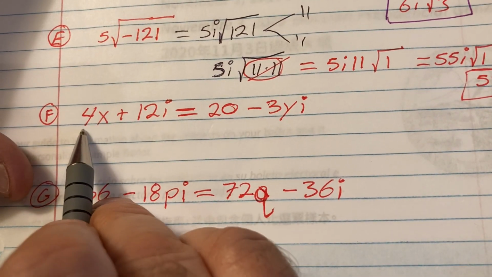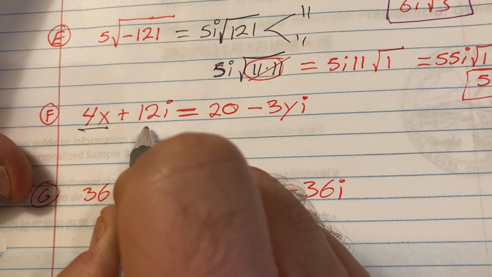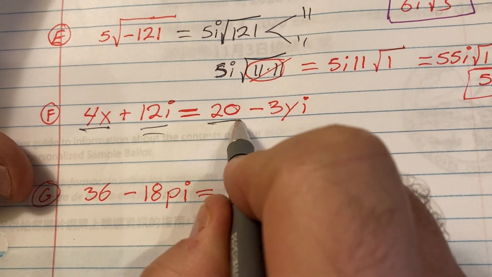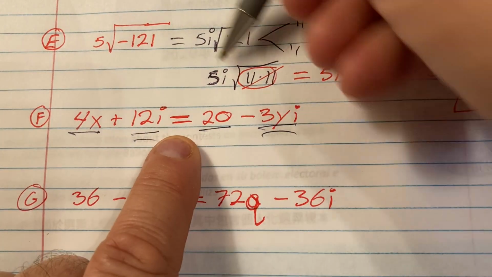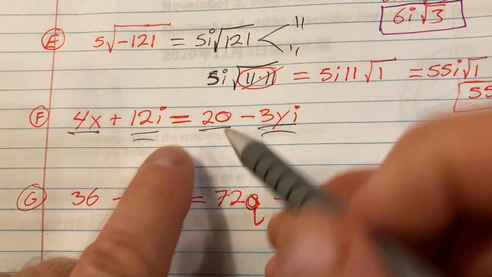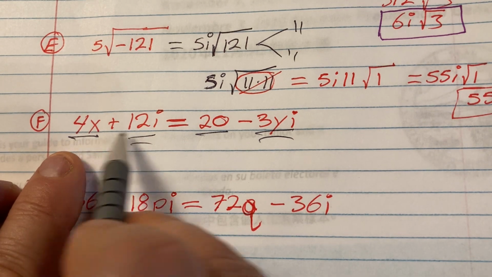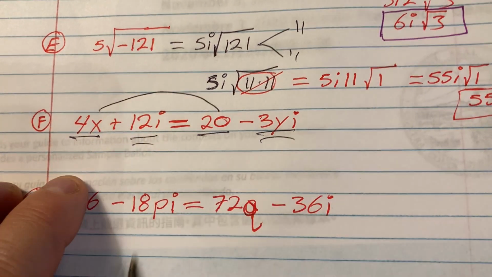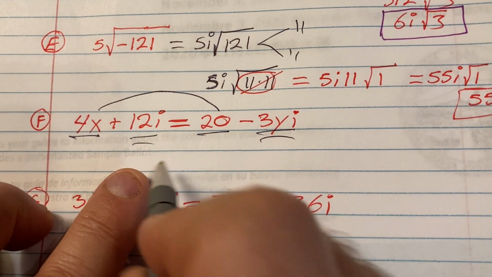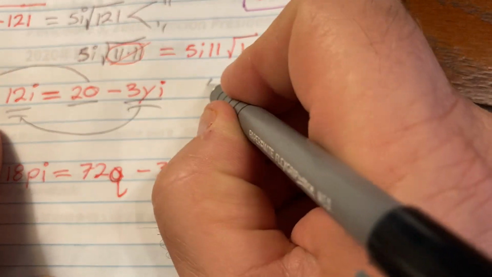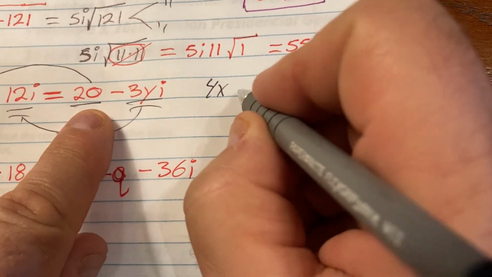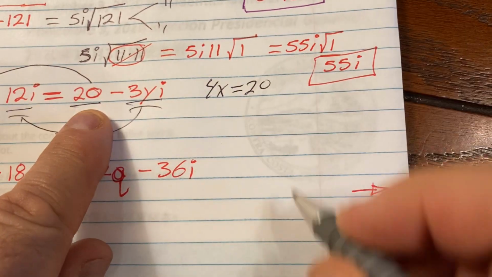Okay, here's the real portion, here's the imaginary portion. Here's the real portion, there's the imaginary portion. Since they're equivalent, I know that because there's an equal sign there, I'm just going to take the real part and the real part and make those equivalent. Take the imaginary part and the imaginary part and make those equivalent. Look at that. So 4x equals 20. And solve.